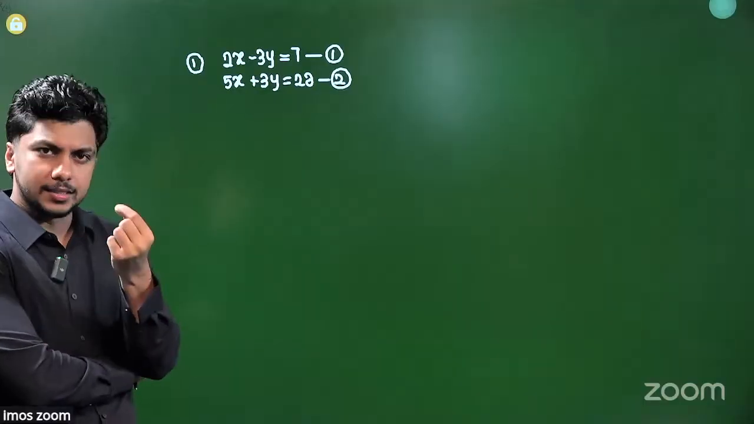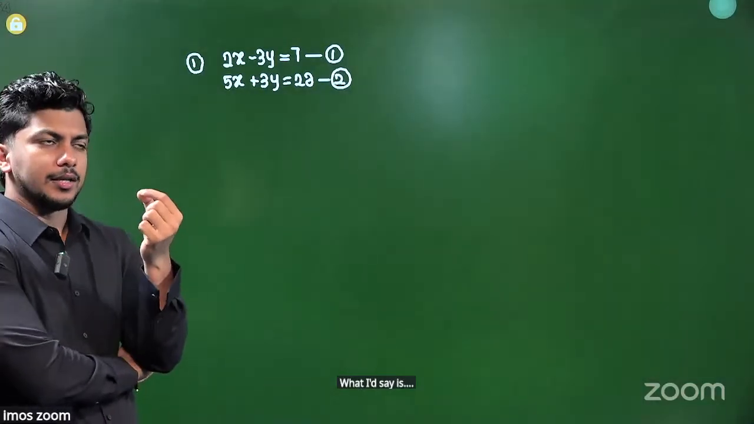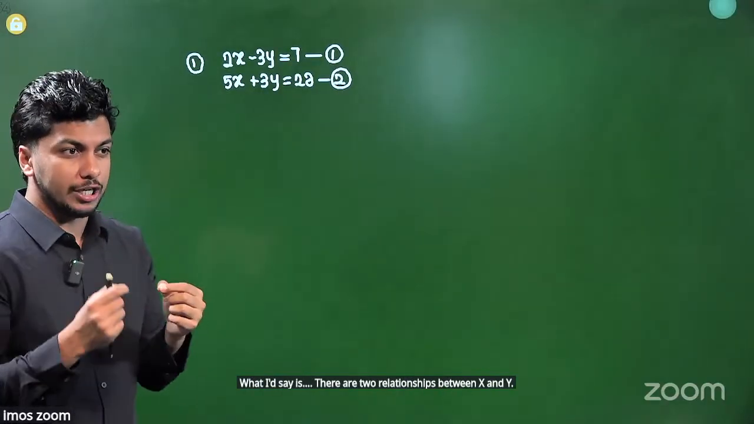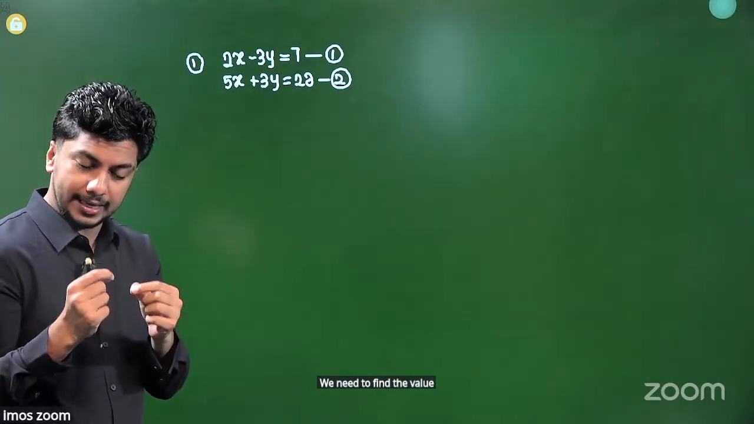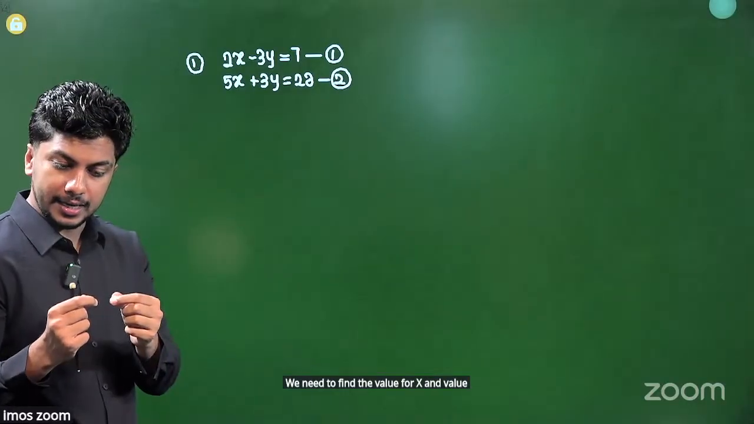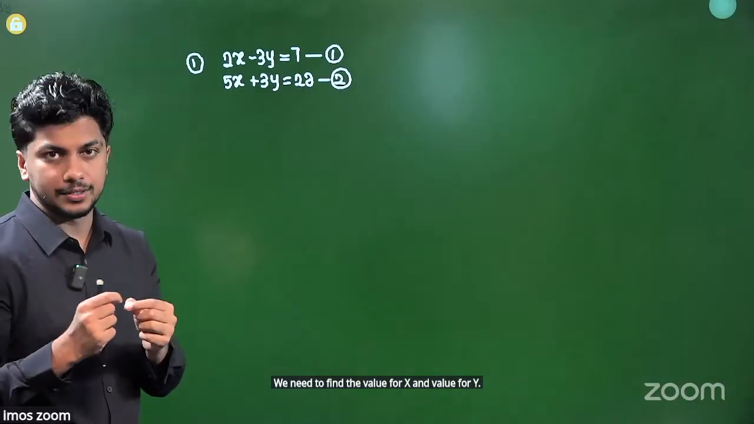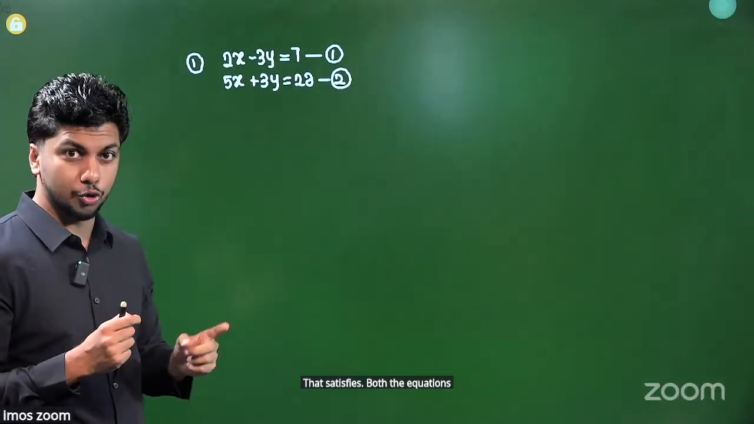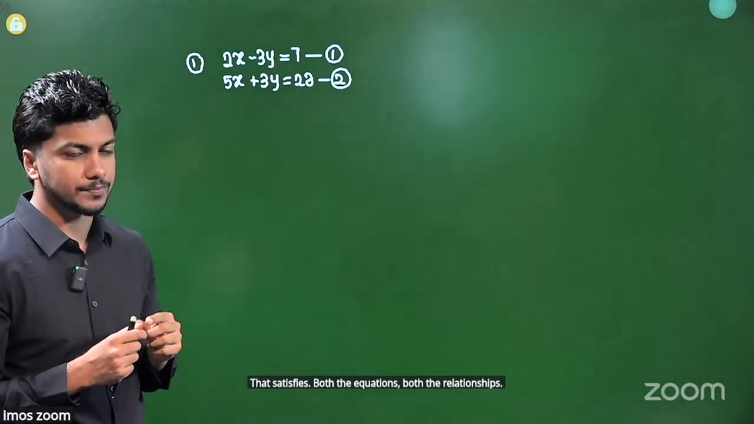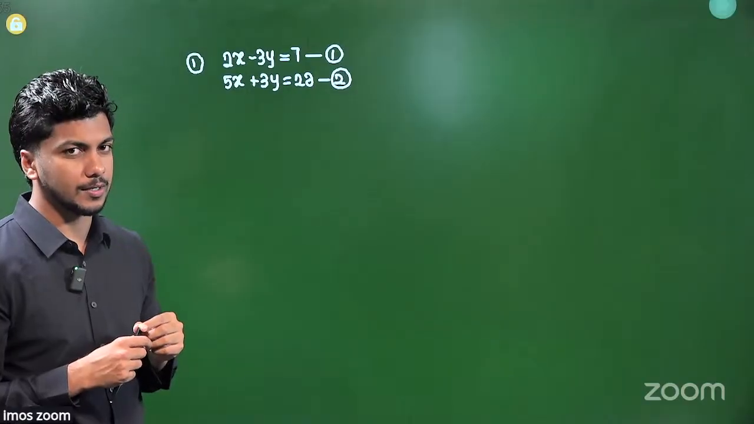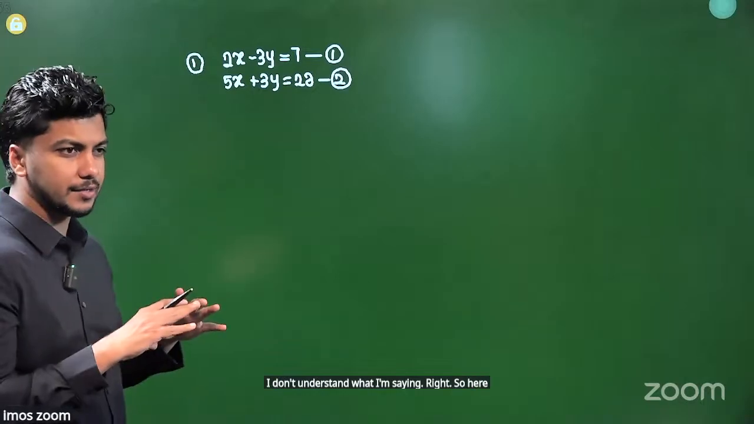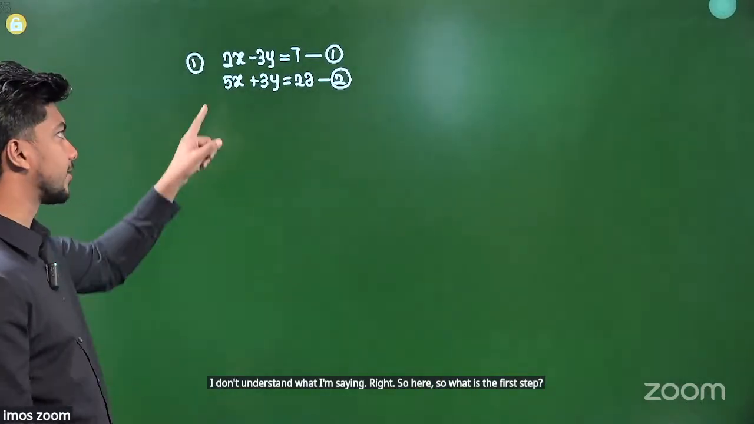Putta, it says there are two relationships between x and y. We need to find the value for x and the value for y that satisfies both the equations, both the relationships. You understand what I'm saying? Right. So what is the first step? We just check the coefficient.